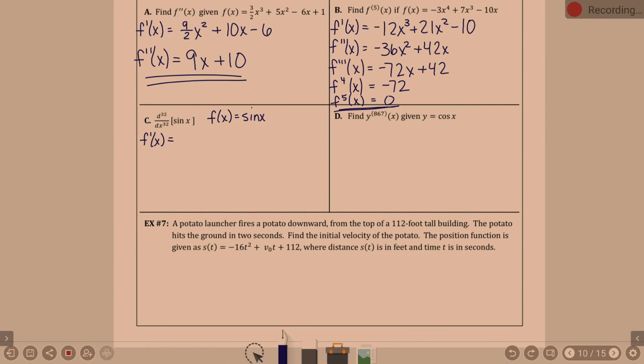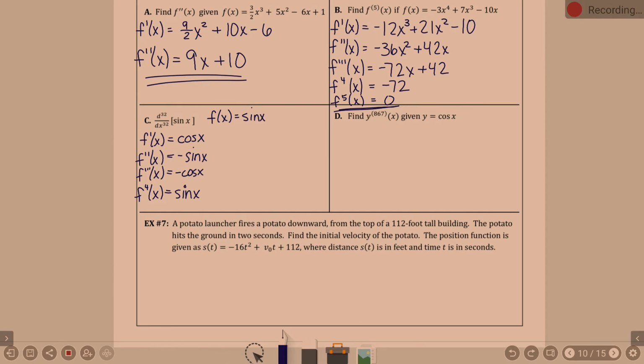Derivative of sine is cosine. Second derivative, what's the derivative of cosine? Negative sine. Third derivative, derivative of negative sine. The derivative of sine is cosine, and the derivative of a negative stays a negative, so negative cosine. Fourth derivative. Derivative of cosine is negative sine, so it's a negative of a negative sine, which is positive sine.